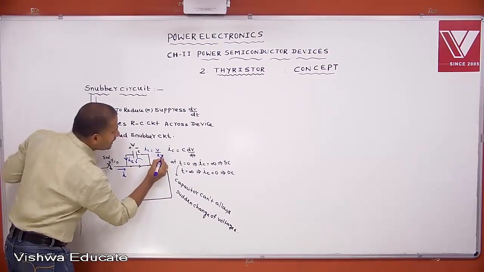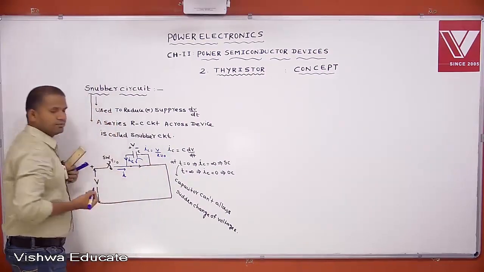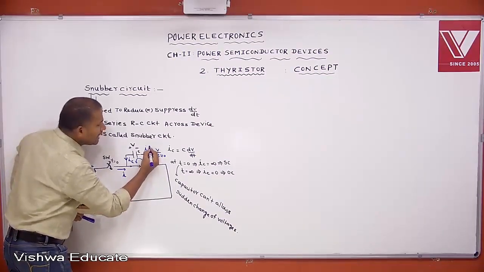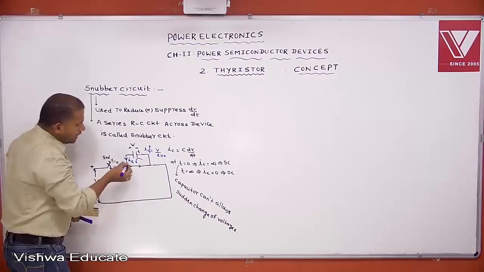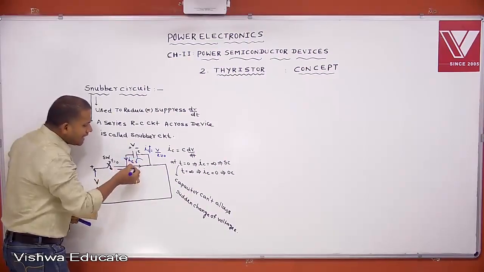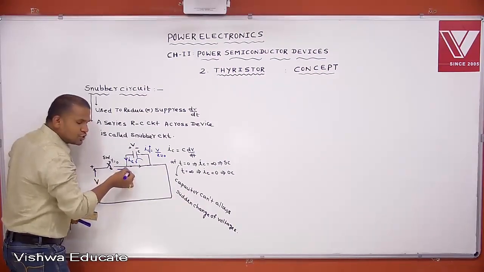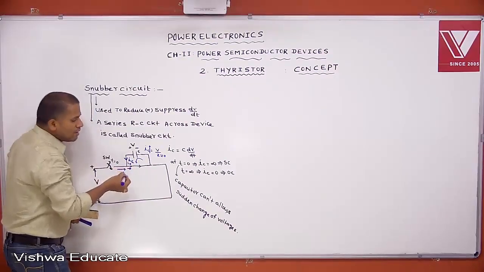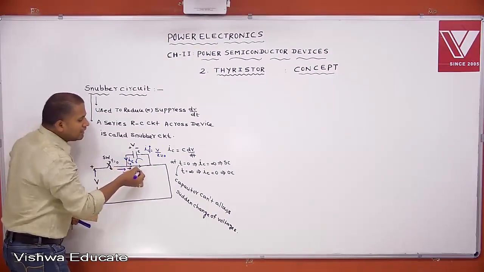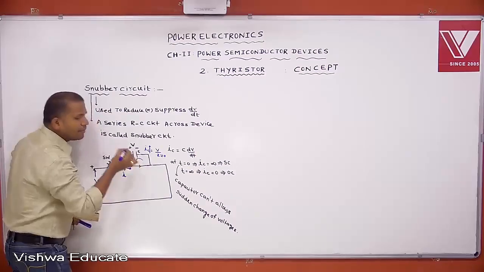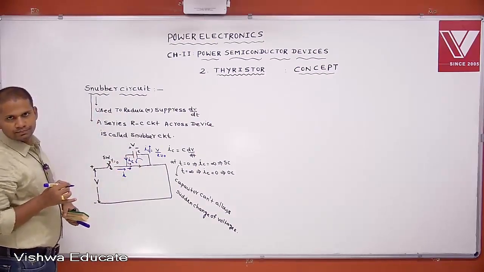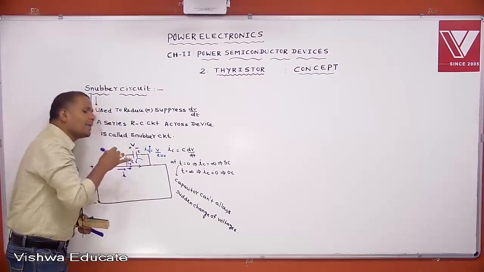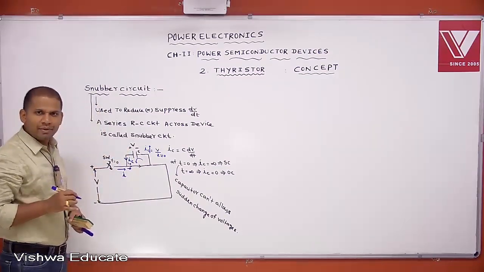But this impedance is nearly equal to 0. If it is nearly 0, it means the discharging current is high. This very high discharging current, and already there exists a source current, and this is the source current. Because of these two currents, the SCR may be damaged. Because of this high discharging current of the capacitor, the SCR may be damaged.